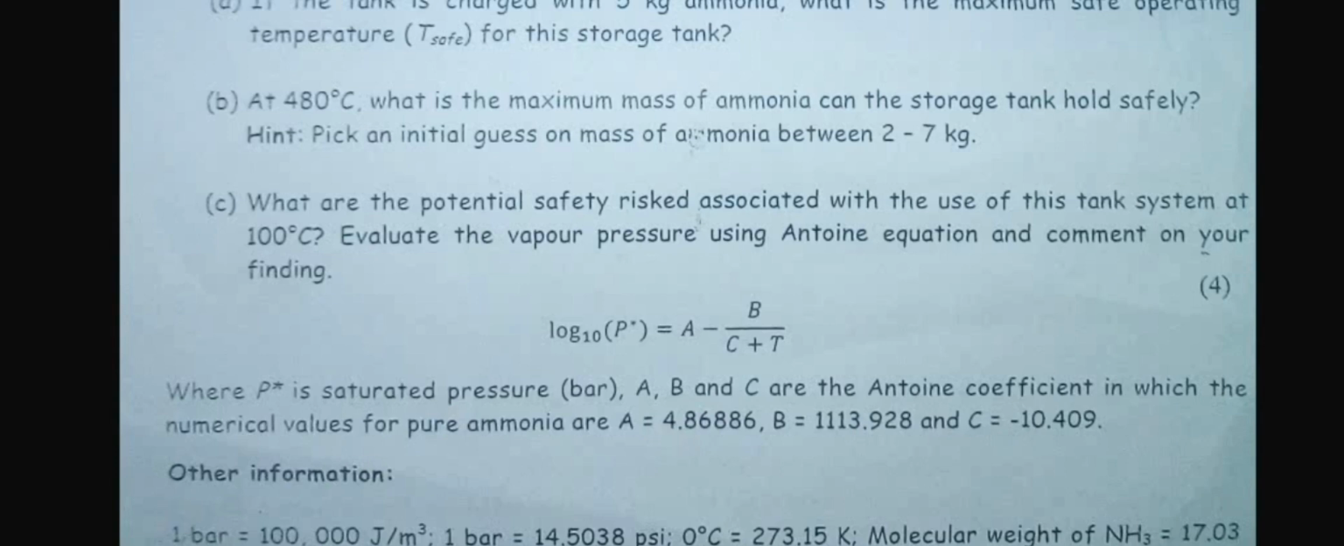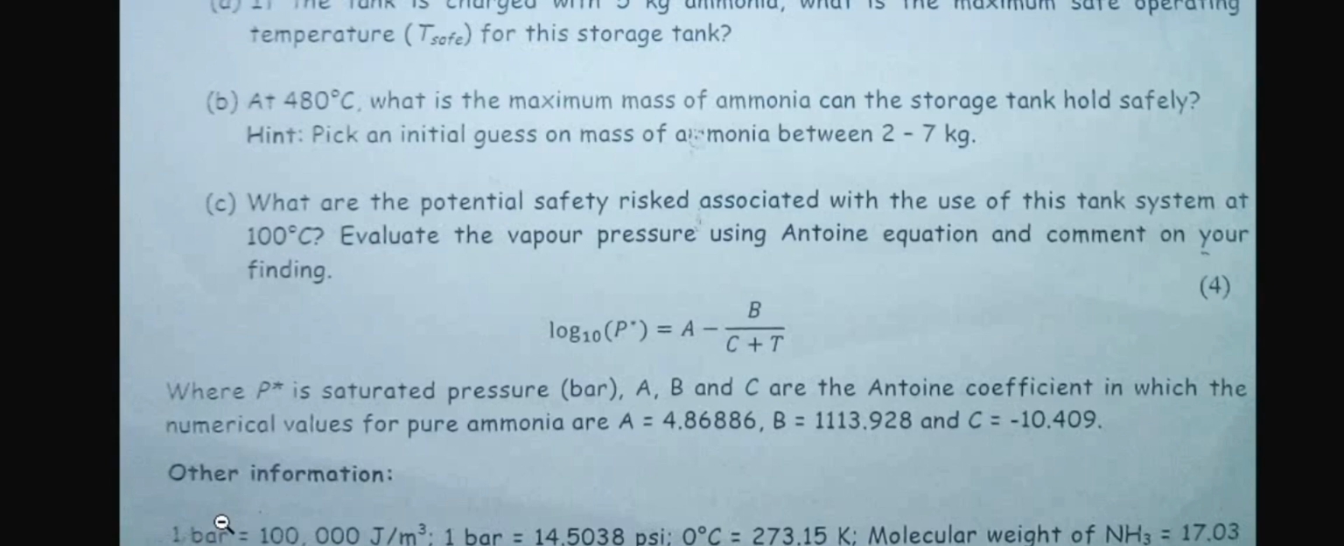1 bar is equal to 100,000 joules per meter cube, which is the same thing as Newton per meter square. 1 bar is equal to 14.5038 psi. 0 degrees Celsius is equal to 273.15 Kelvin, and the molecular weight of ammonia, that's the molar mass of ammonia, is 17.03 gram per mole. Then we're given a relation between Pmax and Psafe, where Pmax is equal to 1.1 Psafe.